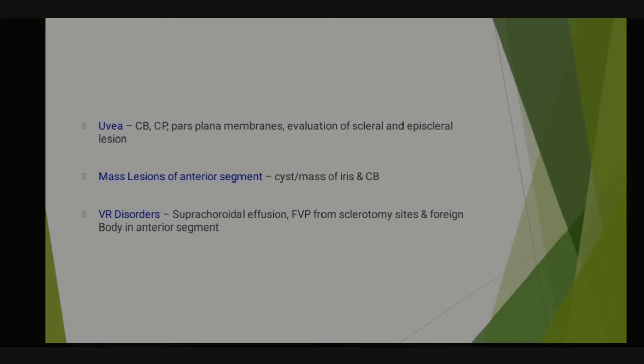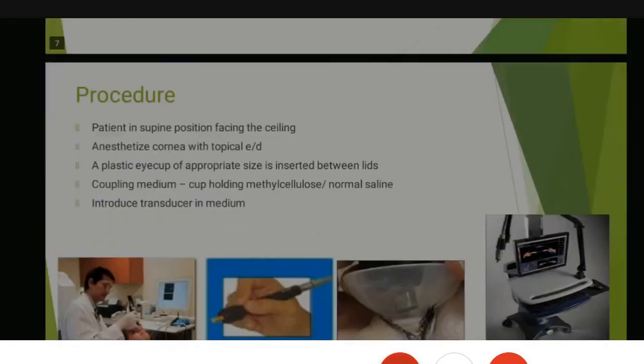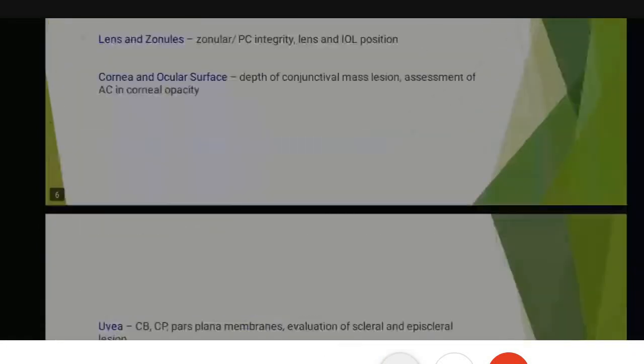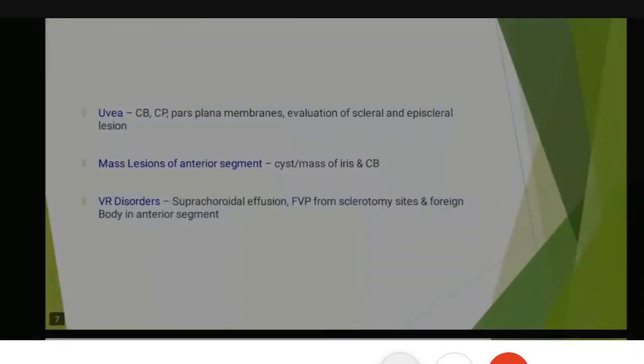UBM is also indicated to see whether any mass lesions or cysts are present, iris cyst, CB cyst, then iridociliary cyst. All these cysts will be easily visible in UBM. So FEP is fibrovascular proliferation, any abnormal growth in the sclerotomy sites.